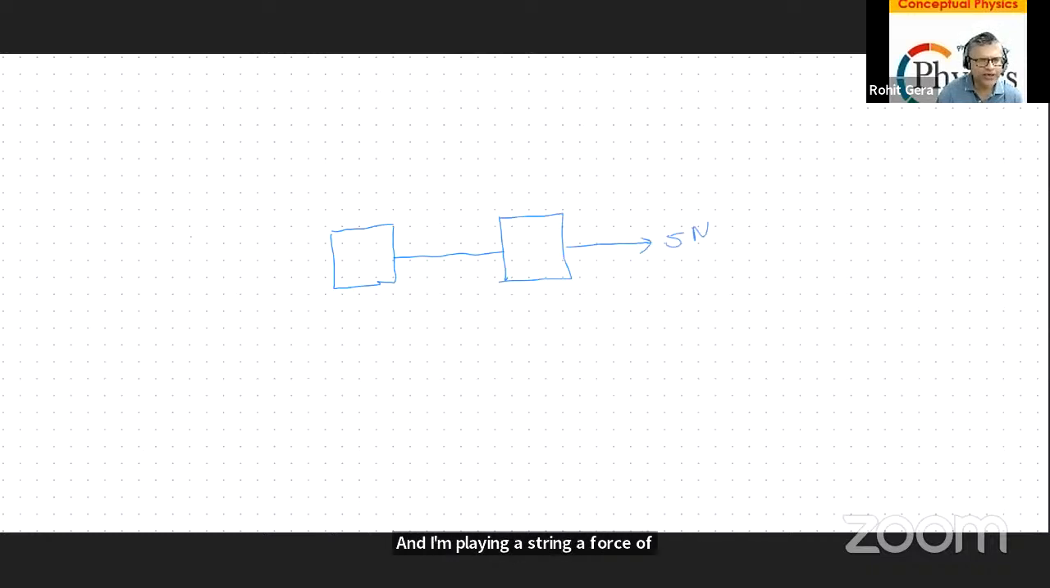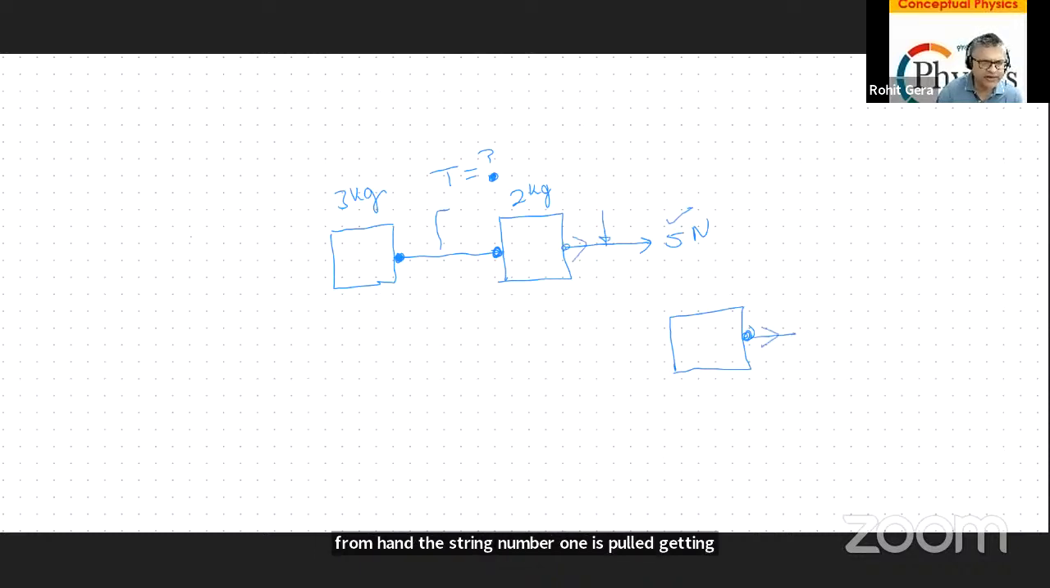This is 2 kg. This is 3 kg. The question is, what is the tension in this string? If I make a free body diagram of the 2 kg, one tension is coming from the hand. The string number 1 is getting pulled. On the other side also it is pulled, but these are two separate tensions because they are two separate strings.